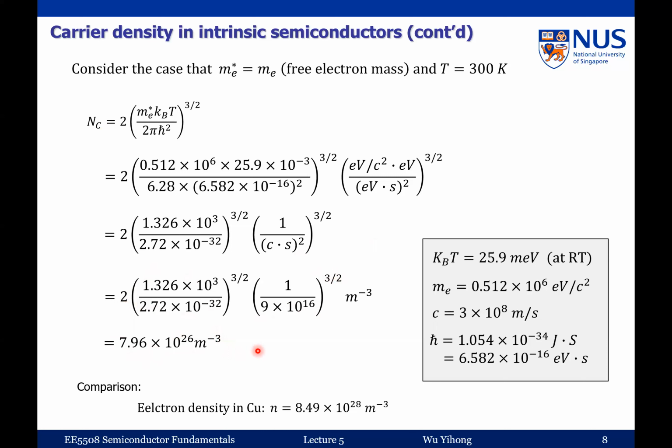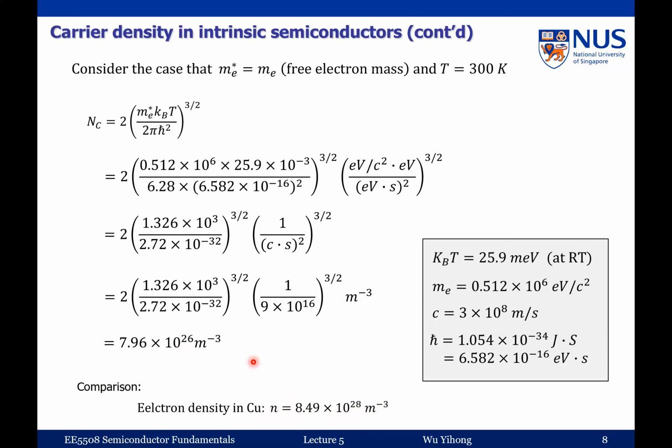It's something like a number per unit volume. As I explained, when your Fermi level E_F is approaching E_C, the electron density should be equal to this one. Now we should be able to compare this with the electron density in a typical metal. We put in copper, which we used before, and the carrier concentration is given by this. So this is about 2 orders of magnitude larger than this one. It means this is 100 times this one.